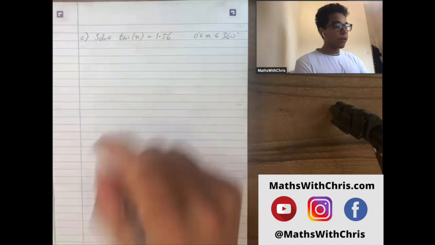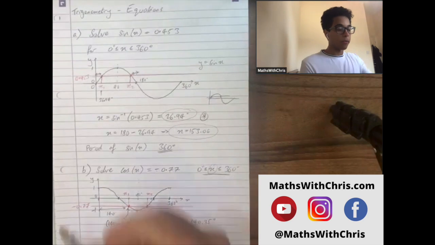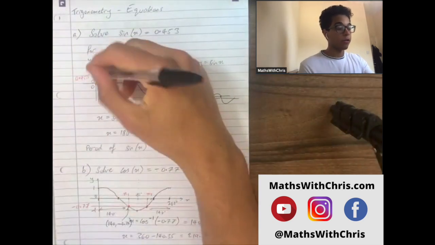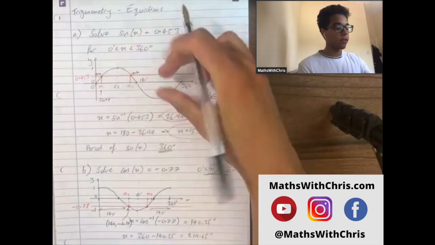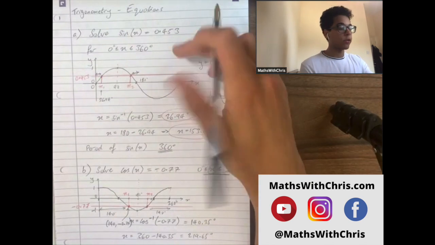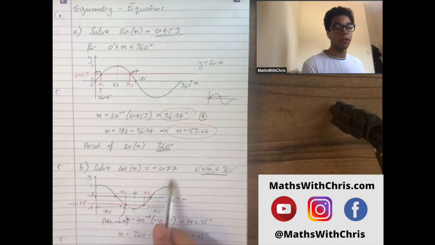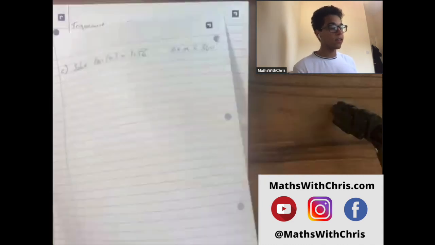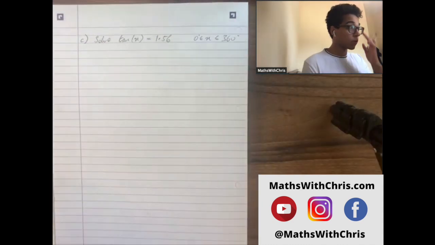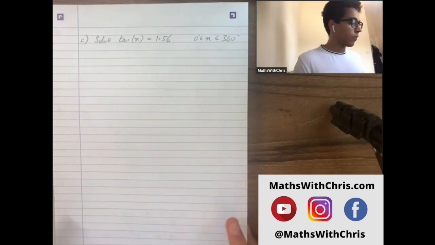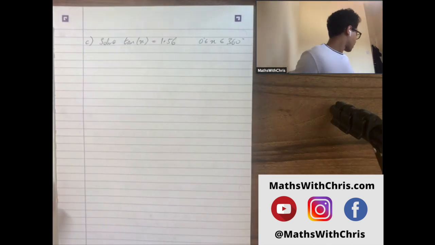So tan's slightly different compared to the sine and cos graph. You can see sine and cos are bounded. They're stuck between 1 and -1. So whenever you're solving, you're always going to be solving something like 0 point something, or minus 0 point something. But tan can go as big or as small as it wants. So that's something to bear in mind.